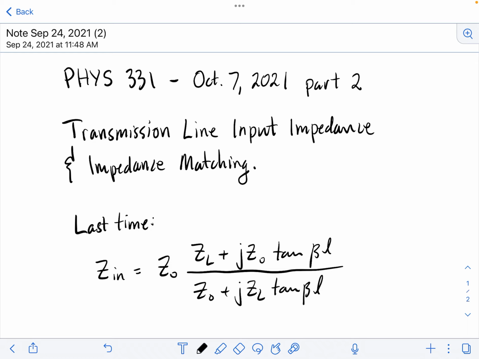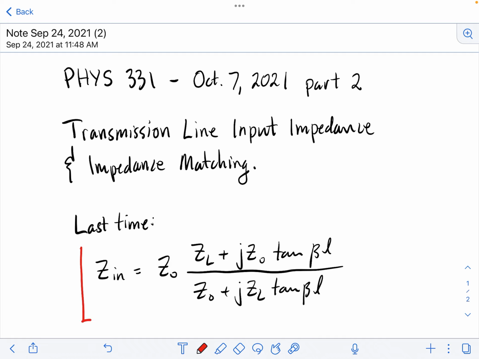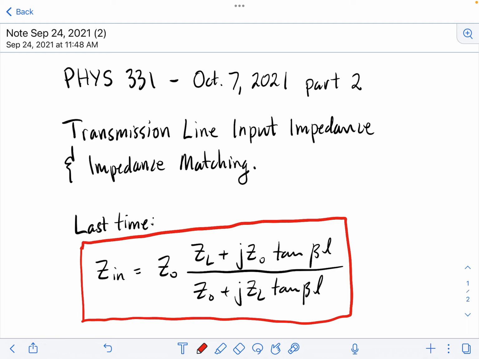Today I want to finish our discussion of transmission line input impedance. Last time we calculated this expression where, if we had a transmission line of length L terminated by an impedance ZL, we could calculate the effective impedance looking into the transmission line, and it was this somewhat complicated expression. So the first thing we're going to do is look at some special cases and see what Zn looks like for those special cases.